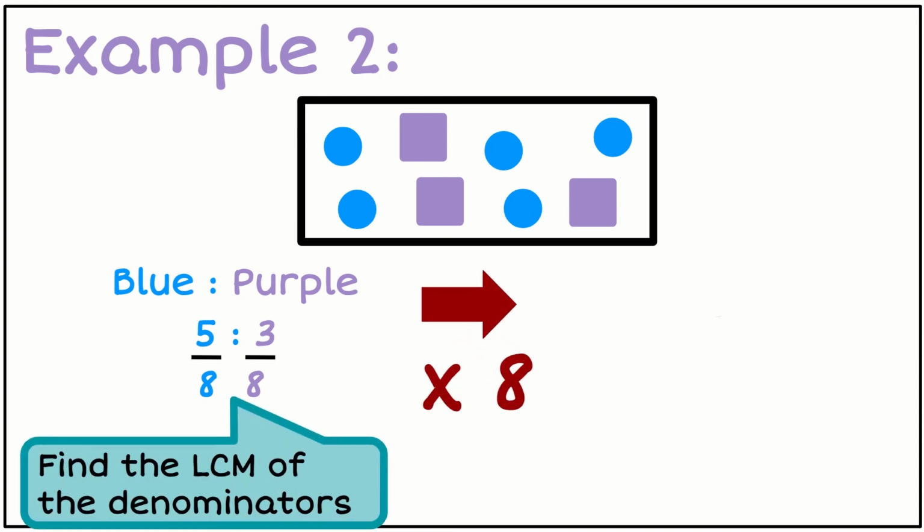So to simplify this, I need to find the lowest common multiple of those two denominators. Now in this case the denominators are the same, which makes it easy. So the lowest common multiple of 8 and 8 is 8. So what I need to do is multiply both fractions by 8, and that will simplify to a ratio of 5 to 3.